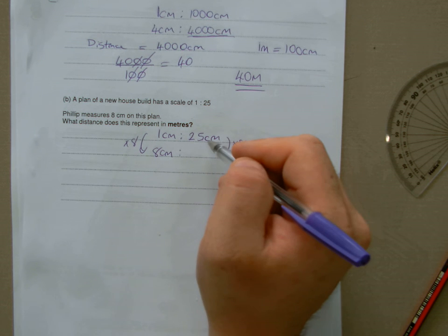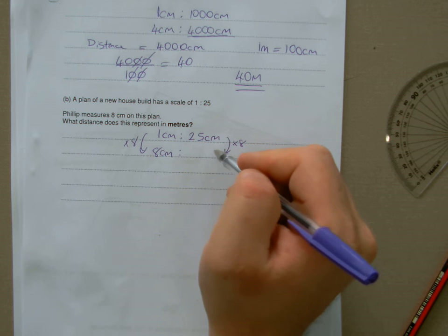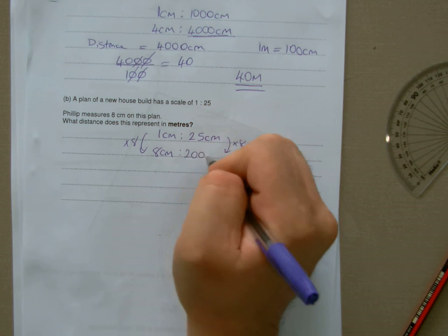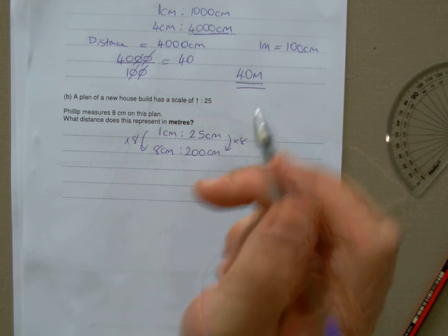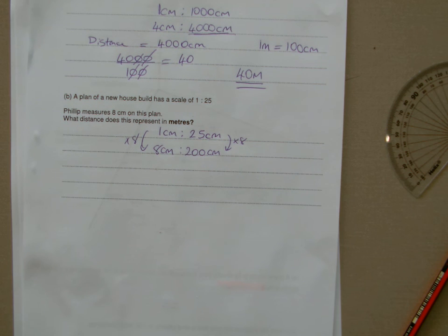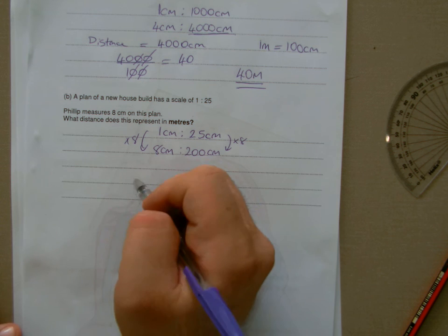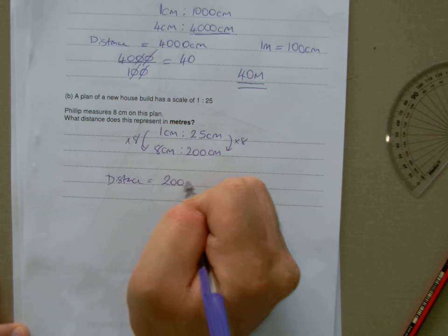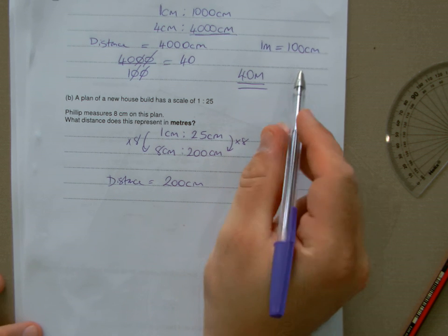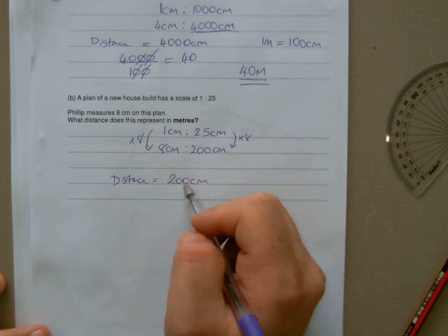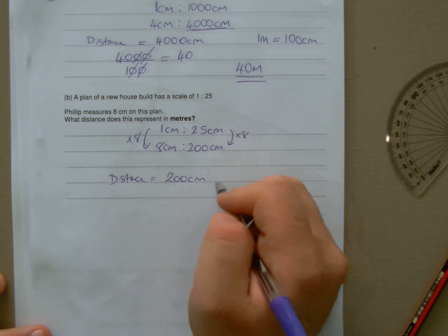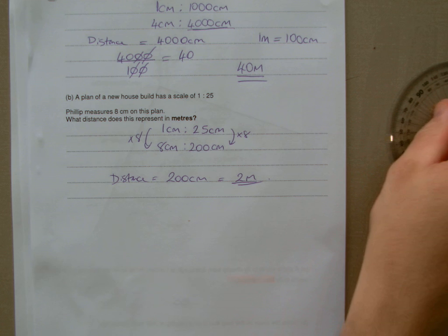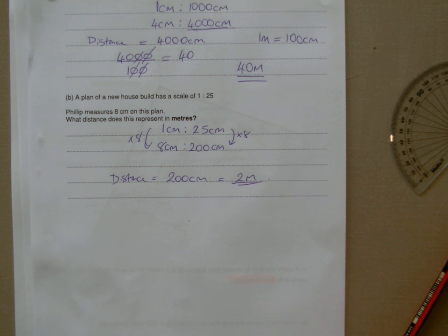If I double 25, I get 50. If I double it again, I get 100. And then if I double it again, I get 200. So actually 8 centimetres on the plan represents 200 centimetres in reality. And then if the distance is 200 centimetres, because 1 metre is 100 centimetres, that would represent 2 metres, wouldn't it? So 2 metres is what the 8 centimetres represents on our plan.